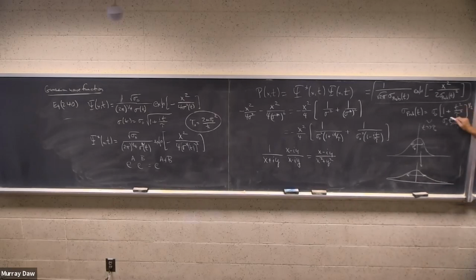If this is much larger than this, the 1 is negligible. It's a huge number. So I can neglect the 1, take the square root of t squared over tau naught.